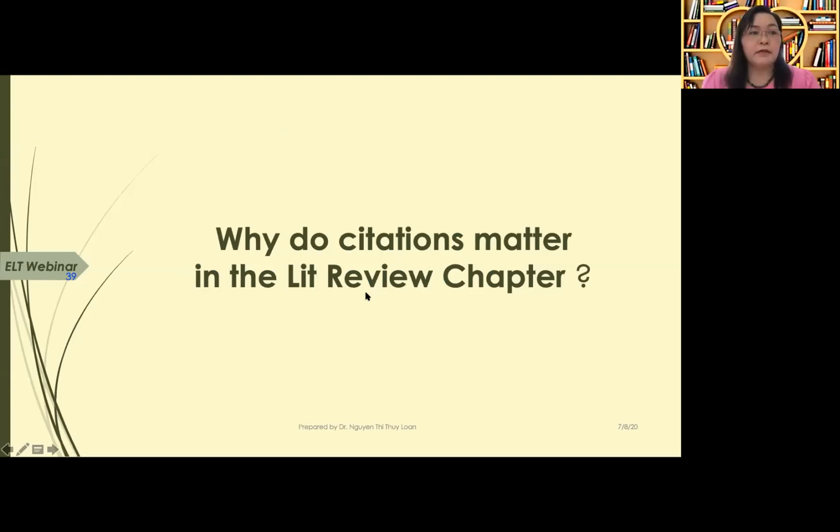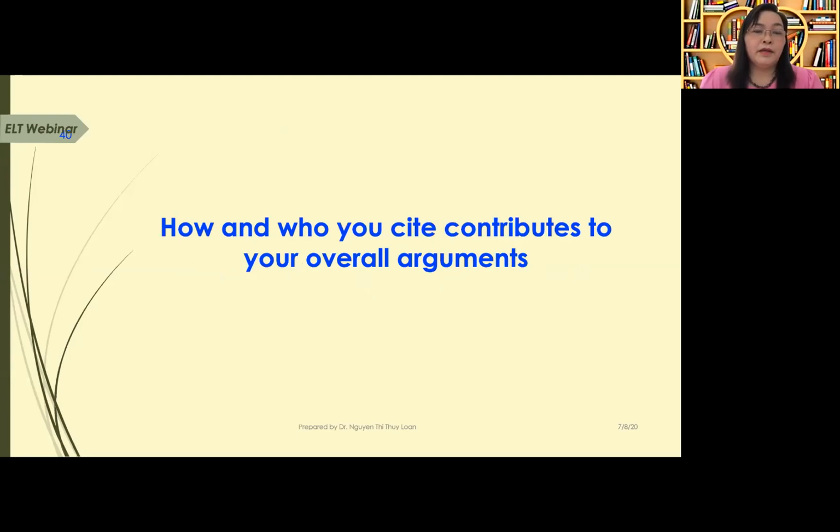Honestly, citations are necessary for all chapters in the thesis, but the literature review chapter needs them the most because citations help the writers to strengthen the argument the writers are trying to make in the chapters. Okay, so why do citations matter in the literature review chapter? They matter because how and who we cite contribute to our argument as a writer.